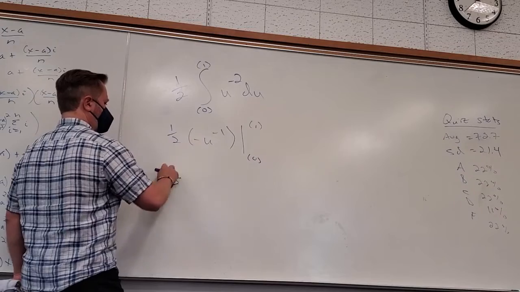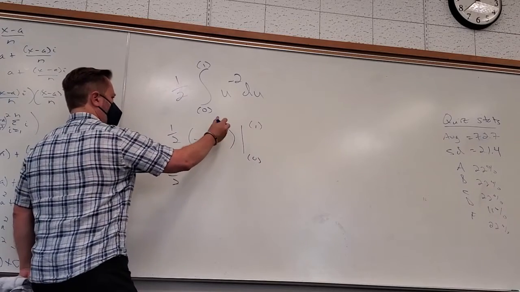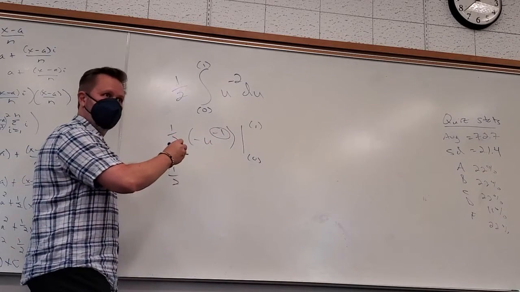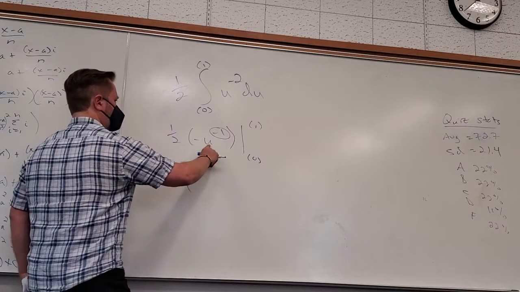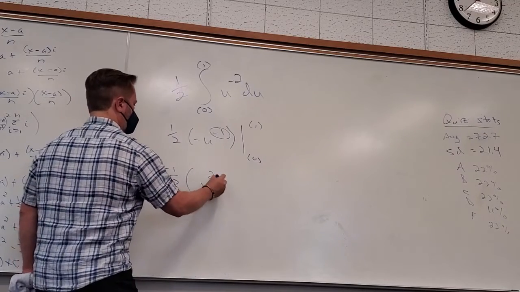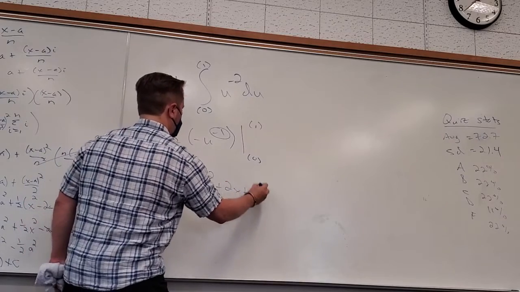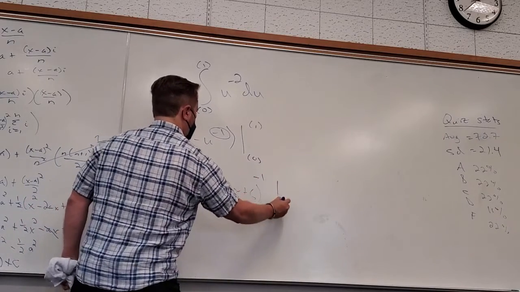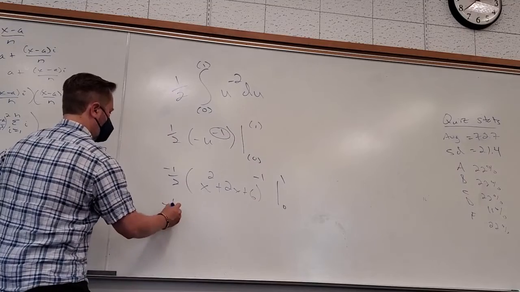Let me bring this negative out here. One thing I forgot about that guy. Okay, let's try this. So I took the negative out. U was x squared plus 2x plus 6 to the -1, 0 to 1. So this would be -1/2.